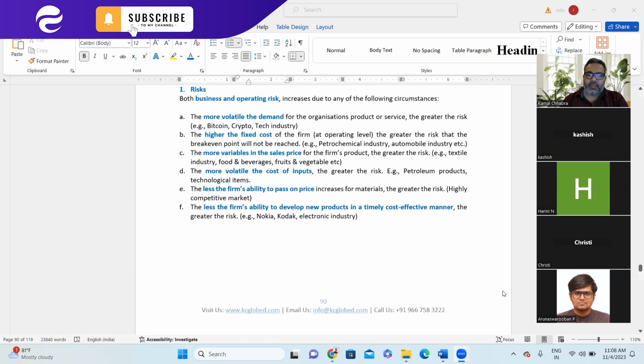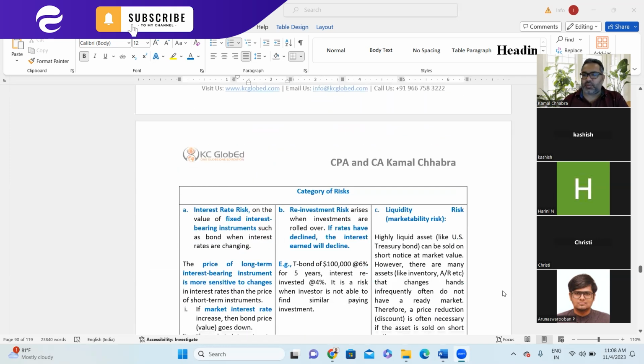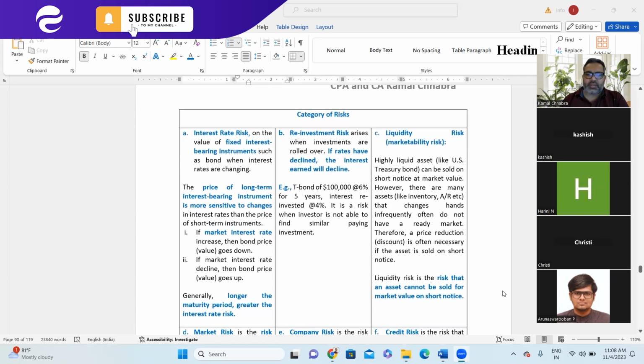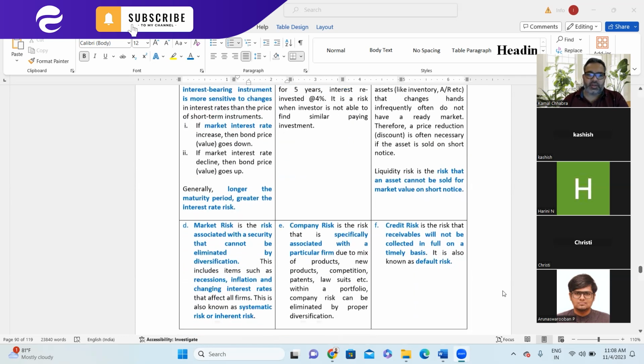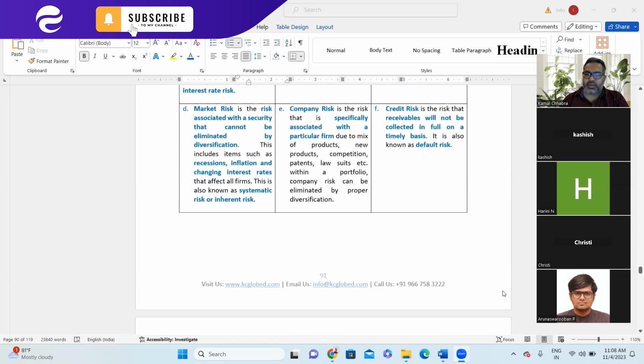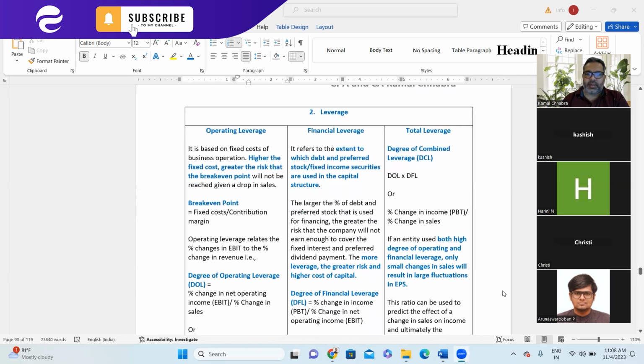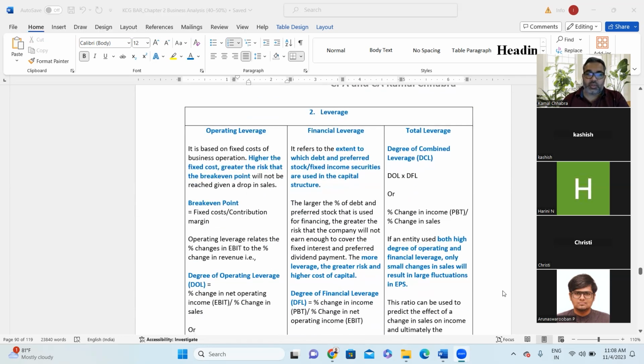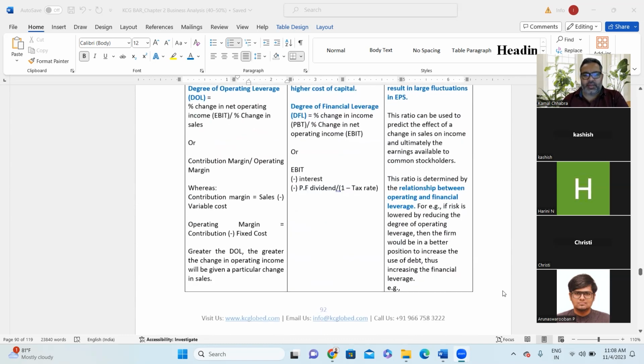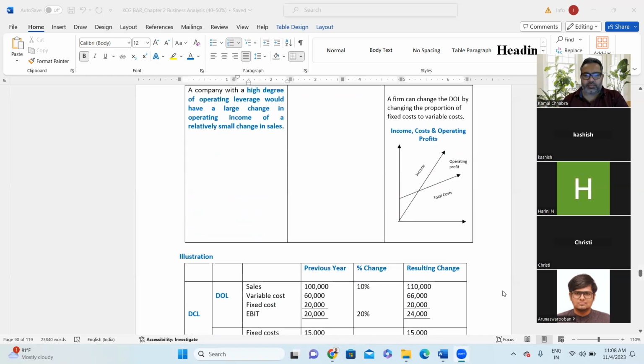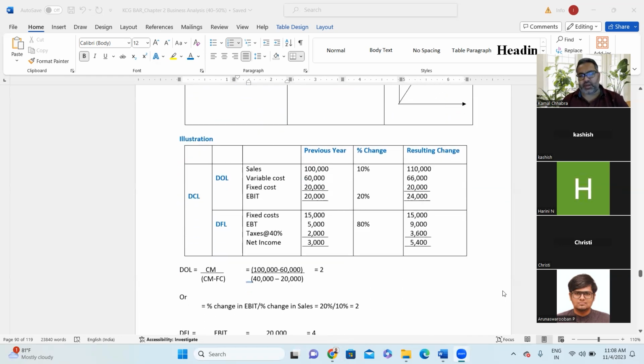So risk we have covered. Hope this is all clear to all of you. And then we discussed the categories of risk, which include interest rate risk, reinvestment risk, liquidity risk, market risk, company risk, and credit risk. Then we discussed leverage, both operating leverage and financial leverage, and it resulted in the total leverage. And then we did some illustration also for this leverage.